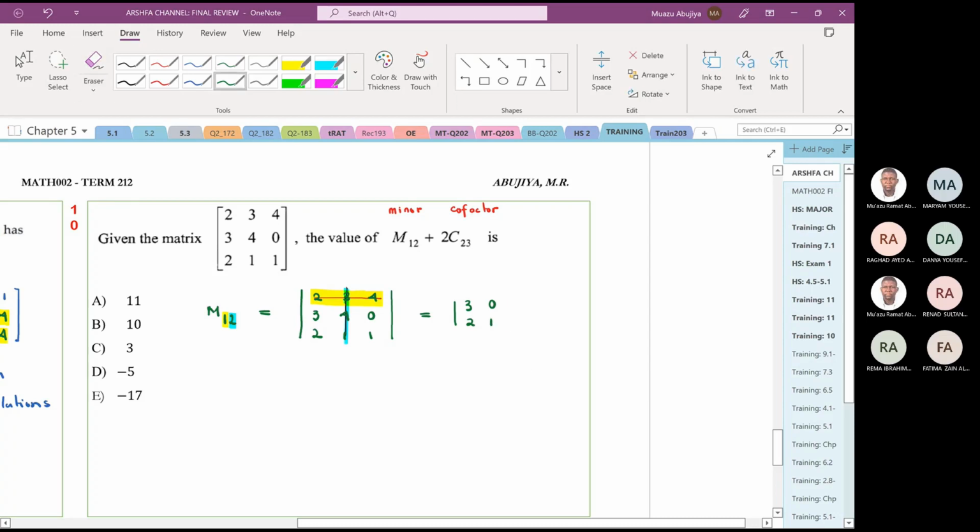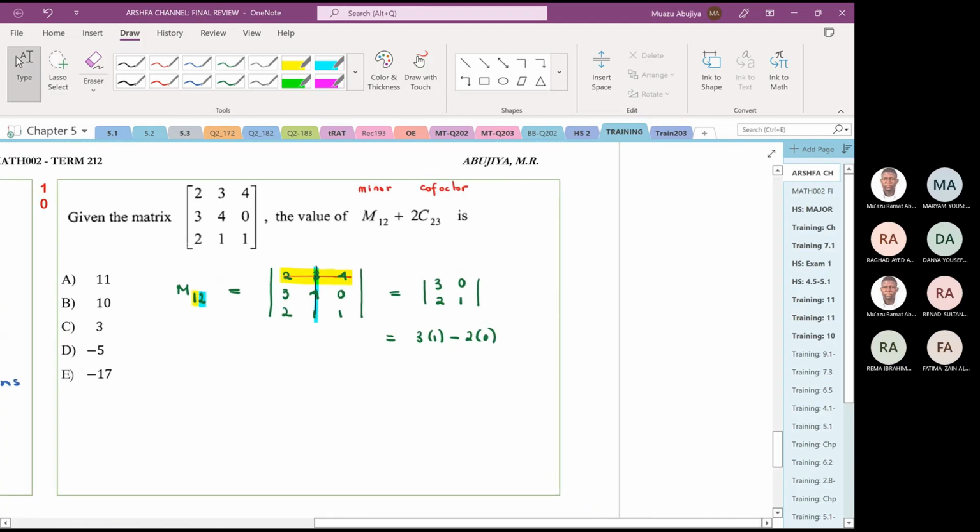Now, we know what this one is, right? Find the determinant for 2 by 2. This is going to be cross multiply. We say 3 multiplied by 1 minus 2 multiplied by 0, right? And what is this one equal to? This is going to be equal to 3. So we have M12 equal to 3.